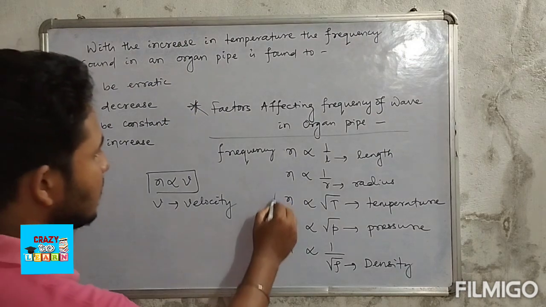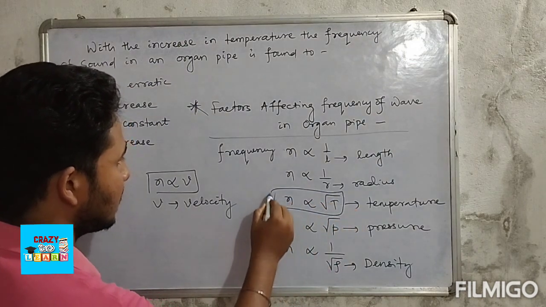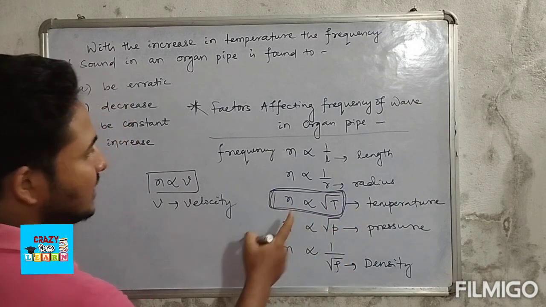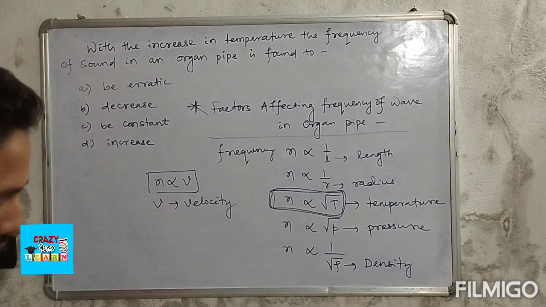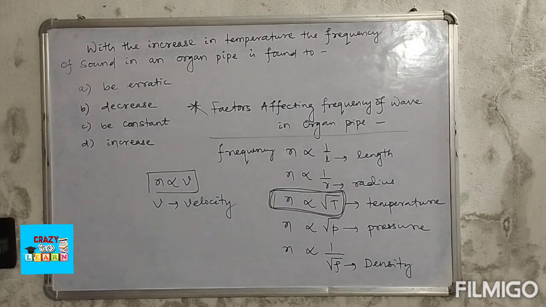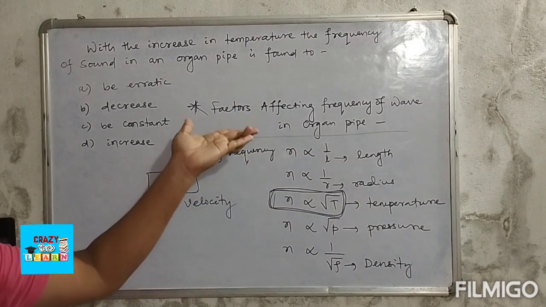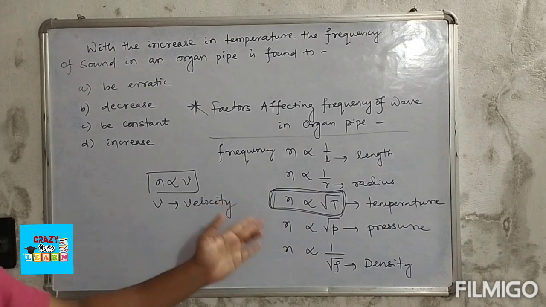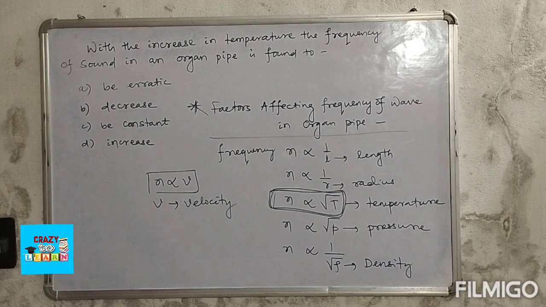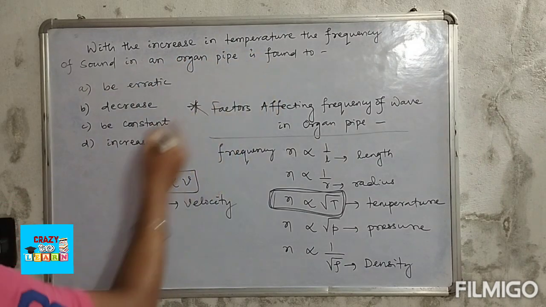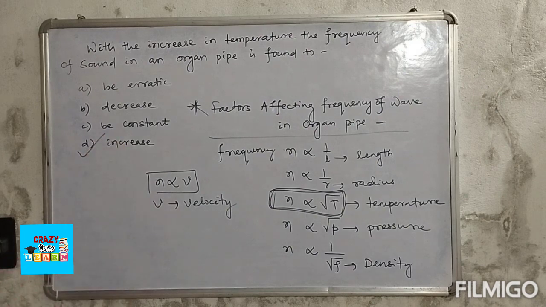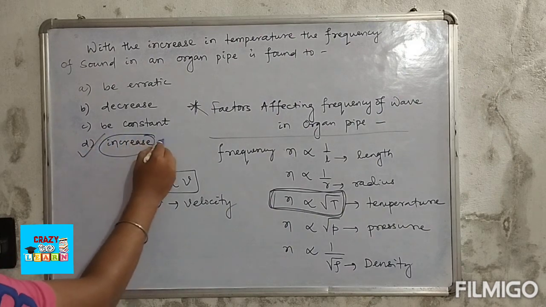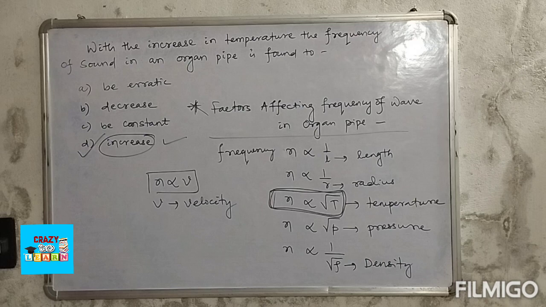Come to this relation. Frequency N is directly proportional to the square root of temperature. That means when we increase the temperature, the frequency will increase. When you decrease the temperature, the frequency will decrease. As N directly depends upon the square root of temperature, when you increase the temperature, the frequency will also increase. So option D is the correct one. Clear?